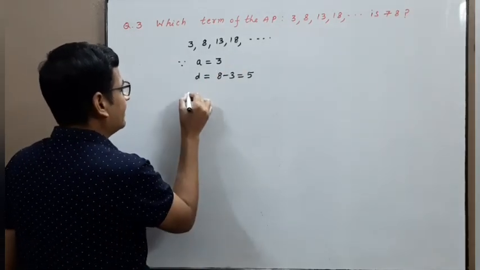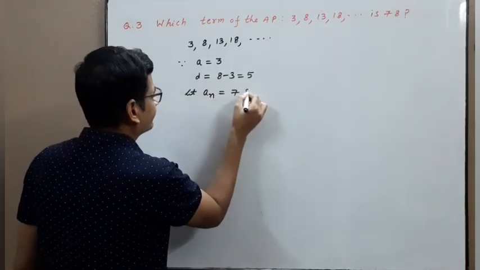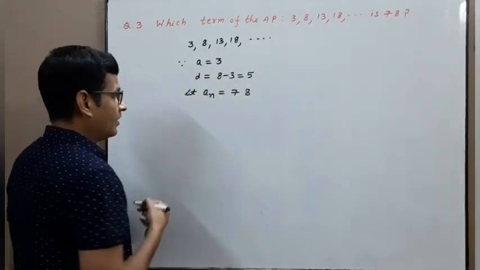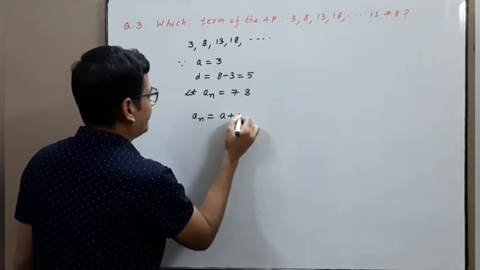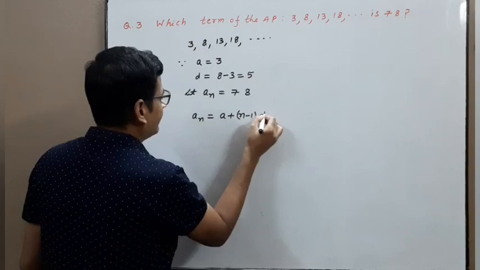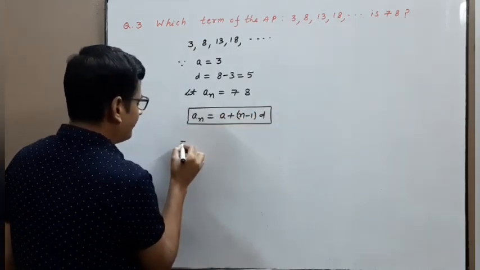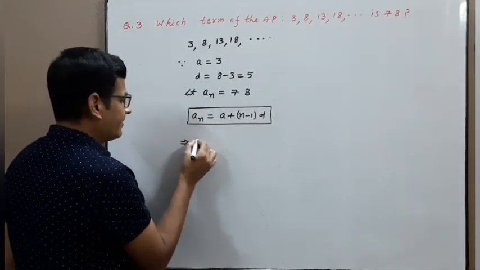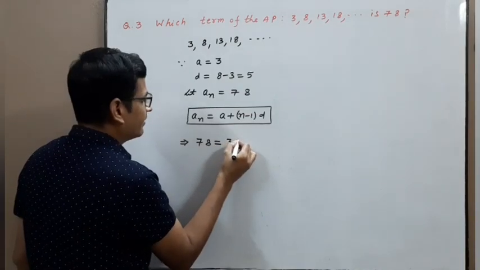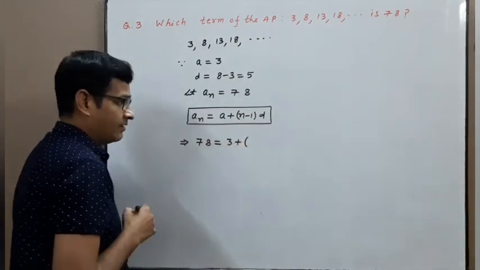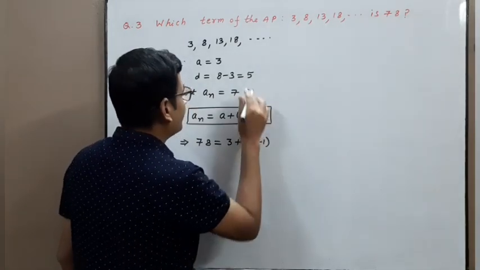Which term is 78? So let the nth term be 78. Now write the formula: a_n is equal to A plus n minus 1 into D. Now substitute all the values. a_n means 78, A means the first term 3, n the number of terms we have to find, and D the common difference 5.